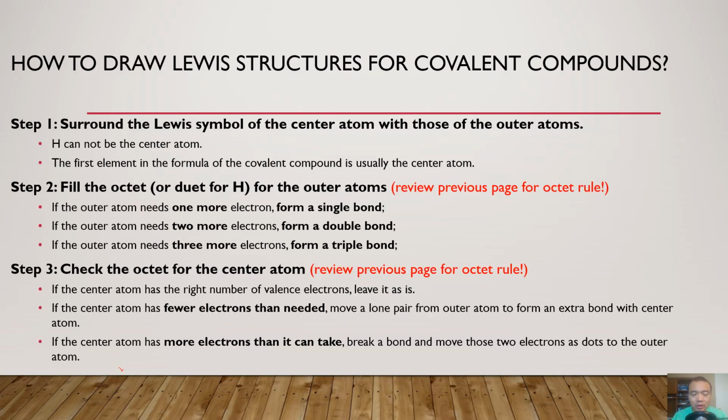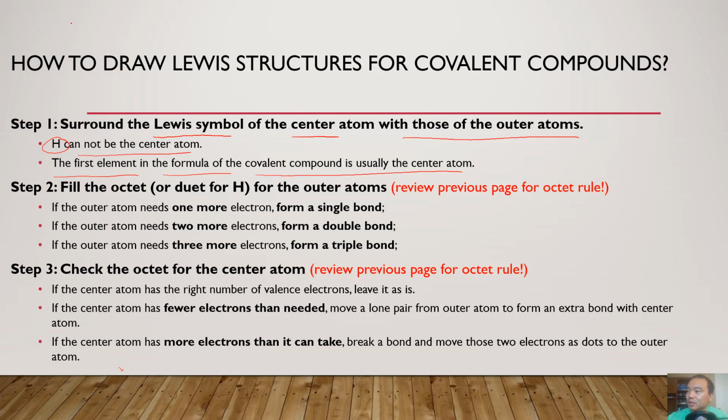To write the Lewis structures for covalent compounds, we follow a 3-step procedure. First, you want to surround the Lewis symbol for the center atom with those of the outer atoms. So what can serve as the center atom? To remember, hydrogen cannot serve as the center atom. And the first element in the formula of the covalent compound is usually the center atom.